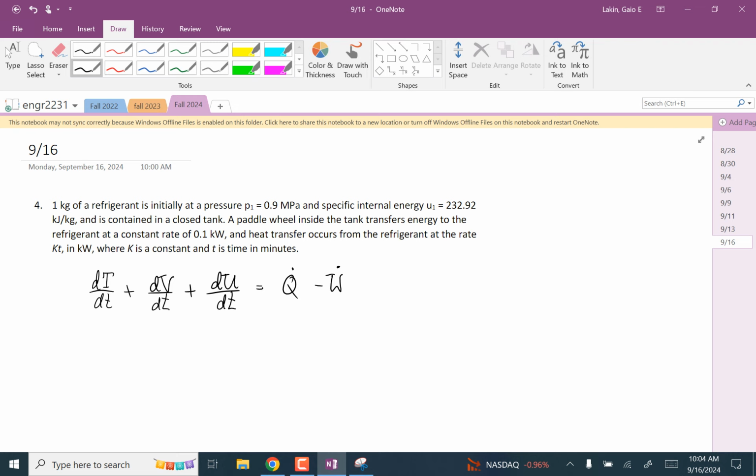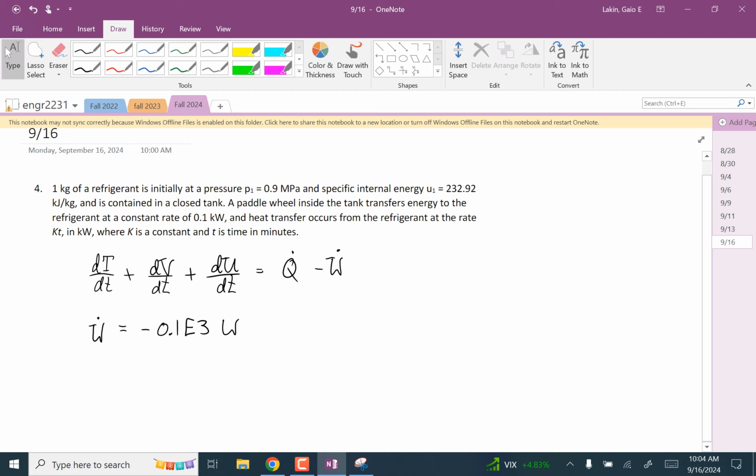And we know that energy is being transferred to the refrigerant. Our system is the refrigerant at this rate. So W dot, remember W is positive if the system is doing work on the surroundings. So this is going to be negative 0.1 times 10 to the third watts. And that pressure sure seems like it's not going to do anything.